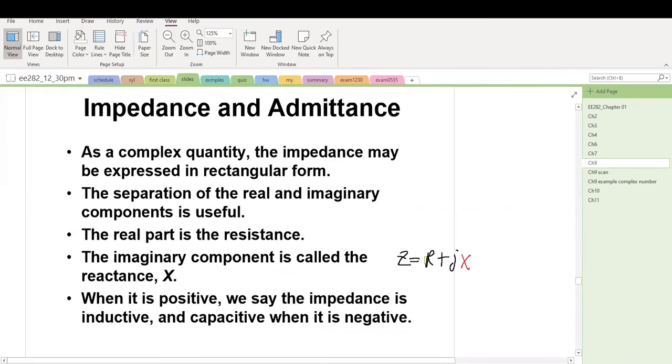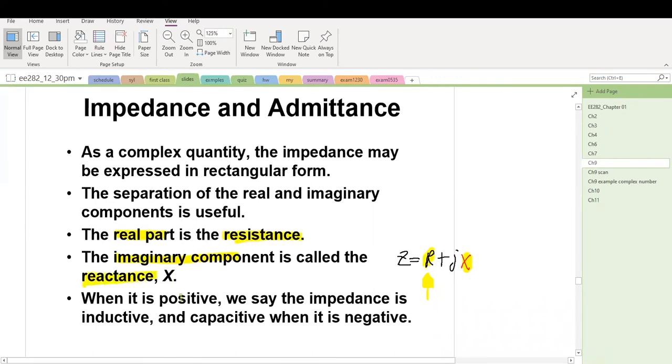The impedance contains the real part and imaginary part. The real part we use R to represent. The imaginary part we use X. The real part is also referred to as resistance. The imaginary part is referred to as reactance.